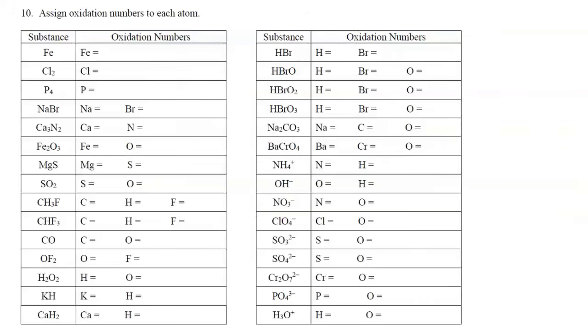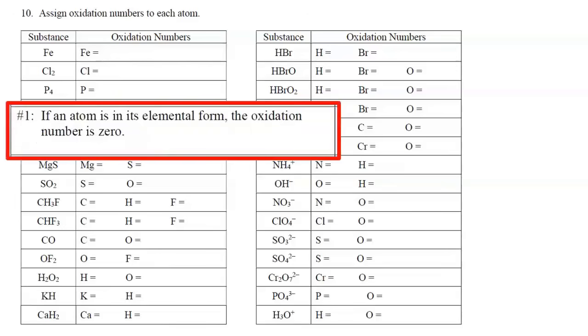All right, this is question 10. I know we have a lot of oxidation numbers to assign, but I will do my best to explain using the rules that I already mentioned. Our first set, iron, chlorine, phosphorus, these are elements.